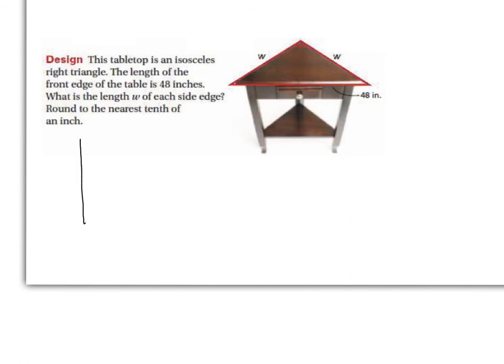All right, next, this tabletop is an isosceles right triangle. Oh, there we go. Remember, isosceles right triangles: if the legs are congruent, that means the angles are congruent. Well, if those angles are congruent, then they have to be 45 degrees. So every isosceles right is our special 45, 45, 90. The length of the front edge of the table is 48 inches. All right, what is the length, W, of each of its side edges? So it wants to know what these lengths are here.